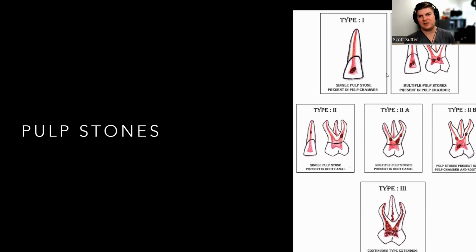The single pulp stones are easy to pop out. The ones that really start to become difficult are something like this, where it's continuous all the way down to the very bottom. These are a lot harder. So how do we deal with these things for boards? They are also called denticles or endoliths. So just keep that in the back of your mind.